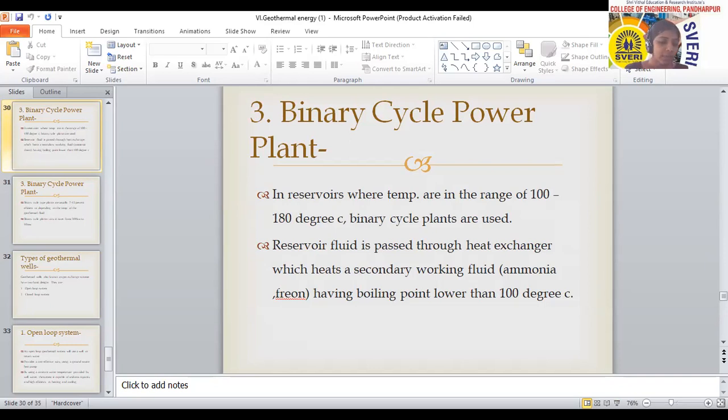So you all understood the types or methods of harnessing the energy. There were 3 types. The first one is the dry steam plant, the second one is the flash steam plant, and the third one is the binary cycle plant. I hope you all understood this point.